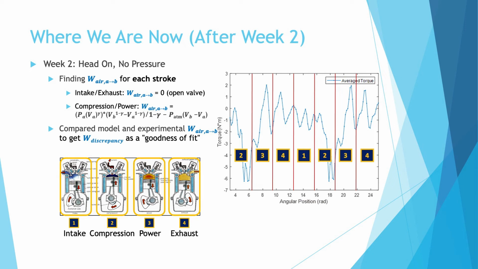The plot on the right represents our best trial of data for the low velocity and no flywheels. Section 2 represents the compression stroke, and it is negative work on the system. Section 3 shows the power stroke, which is positive work on the system. And sections 4 and 1 represent the exhaust and intake strokes, which should net to 0 work.